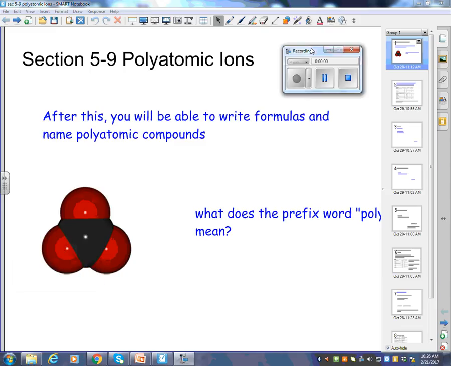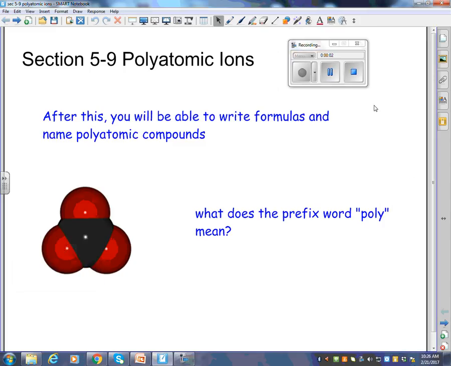So today we're talking about polyatomic ions. You'll remember that an ion is an atom that has lost or gained an electron, and therefore has either a positive or a negative charge. So we're going to be able to write formulas and name polyatomic compounds when you're done.